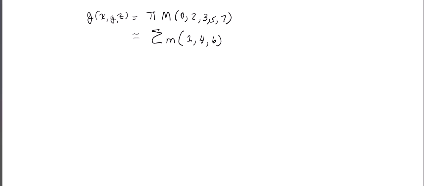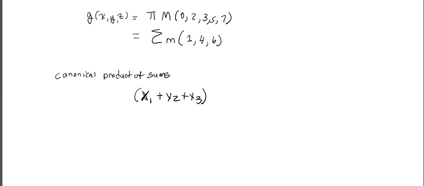Okay, then it says to write G as a canonical product of sums. So a canonical product of sums, that is going to be just to write out these max terms, because the max terms are already canonical. So that would be x1 or x2 or x3 is 0.